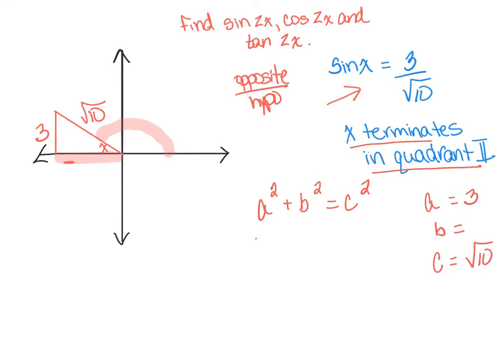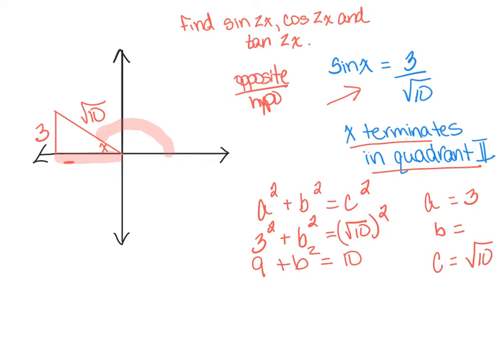So I'm going to say 3 squared plus b squared, we don't know what that is yet, equals c squared. So the square root of 10 squared. That's what that means. Okay, 3 squared is 9. B squared, we don't know what that is yet. Now, the square root of 10 squared is 10.